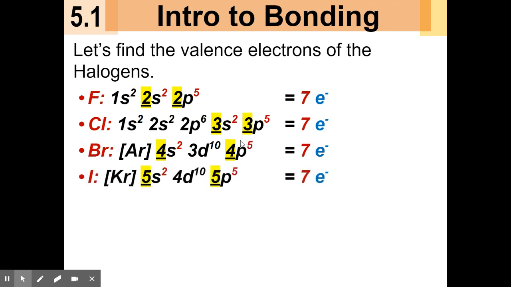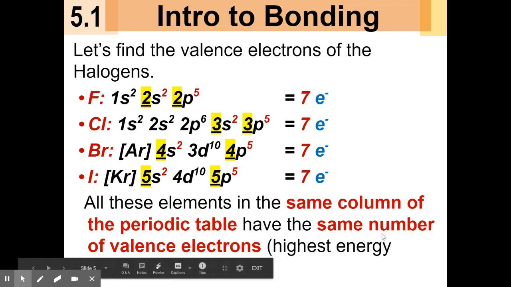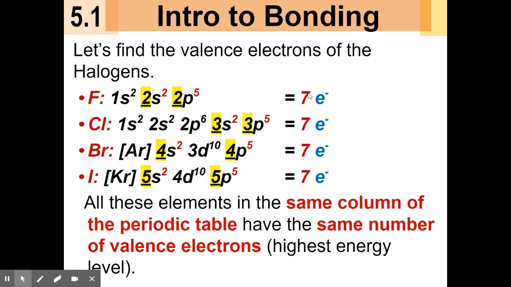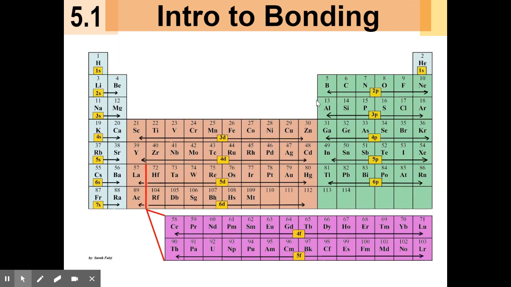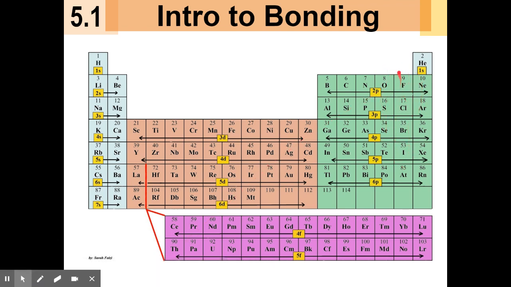Now, it's not that every atom has 7 electrons in the outermost energy level, but it just so happens that all of these elements are in the same column of the periodic table. And because of that, all of their electron configurations end the same, and they all have the same number of valence electrons. Okay, here's a little reminder of that. Remember this chart right here with the sublevel blocks? Take a look. Fluorine, chlorine, bromine, iodine. All right, right here. All of their electron configurations end in something s2, something p5. So they all have 7 outer electrons.